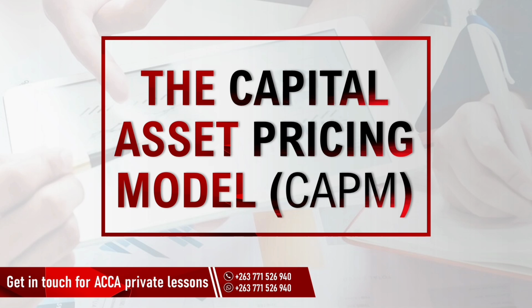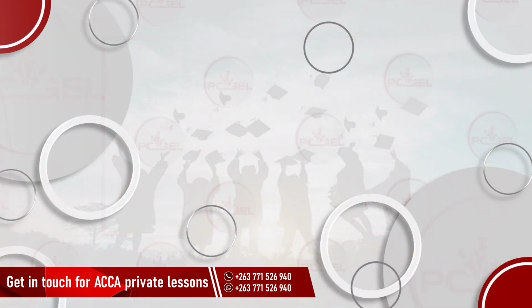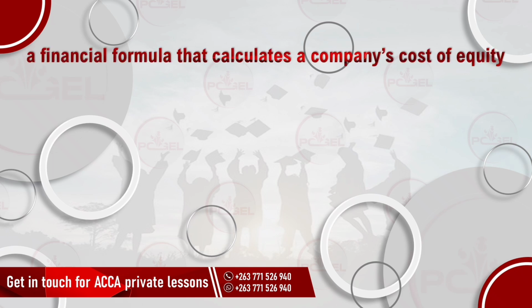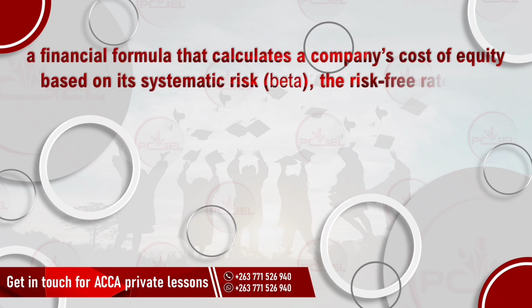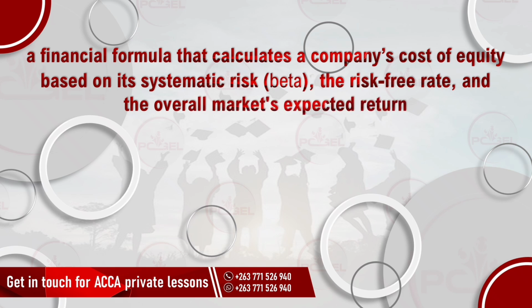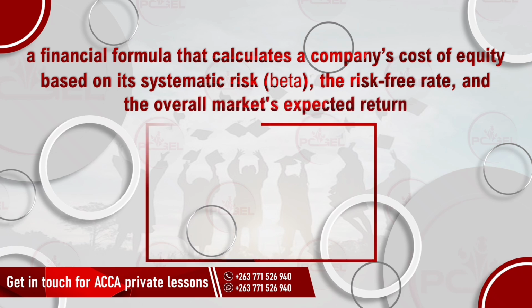Let us look at the capital asset pricing model for calculating the cost of equity. So the capital asset pricing model is a financial formula that calculates a company's cost of equity based on its systematic risk covered by beta, the risk-free rate of return, and the overall market's expected return.